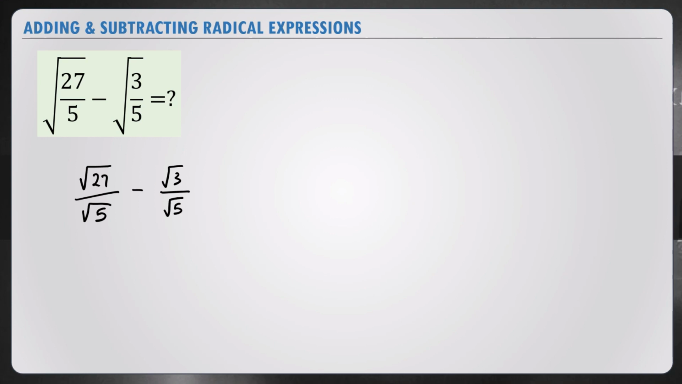If you're not familiar with radical rules, you can watch my previous video where I went through all the rules for you to follow very easily. So this will be equal to, since we have the same denominator, we can subtract: the square root of 27 minus the square root of 3, over the square root of 5. Now here, do not make the mistake of subtracting 27 and 3. It does not work that way. We need to have the same base. It will not work that way.